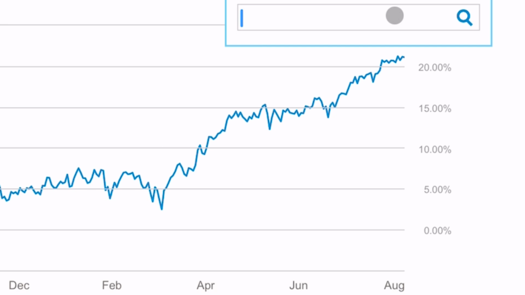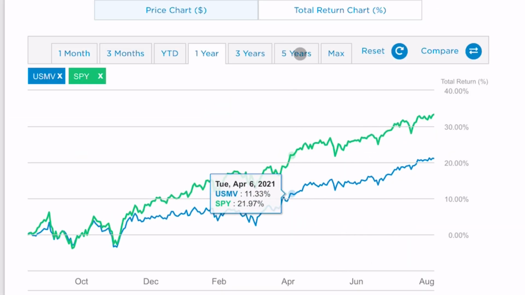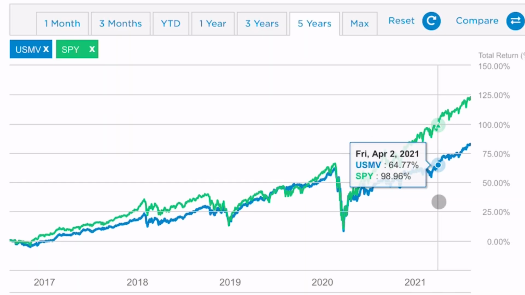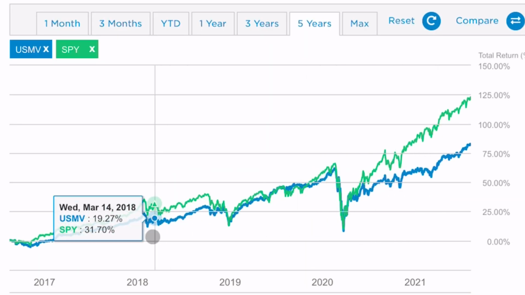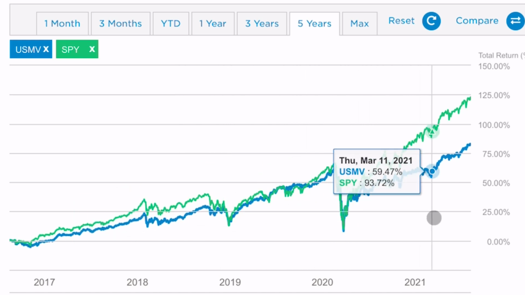In fact, let's add in SPY, just so we have a point of comparison. And look at that, it's not too far behind. Let's zoom out a little bit to get a better perspective. And it's definitely a competitive fund, although in terms of low volatility, I'm not sure if it really accomplishes that.